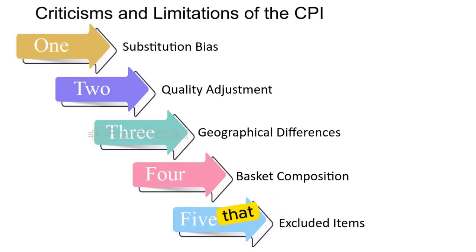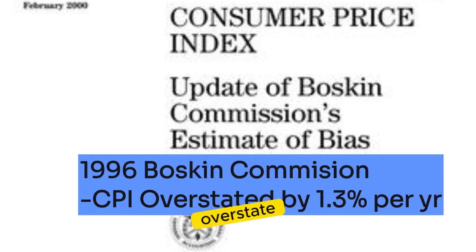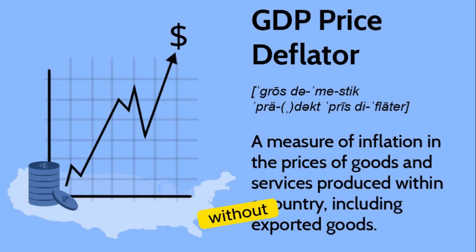Man, this is making me realize that measuring inflation is way more complex than I thought. You're right, it's not as simple as it seems. The Boston Commission, which studied these issues, estimated that the CPI might actually overstate inflation by about 1.3% per year because of these factors. Wow. Okay, so CPI is a useful tool, but not without its flaws. Are there any other ways to measure inflation?